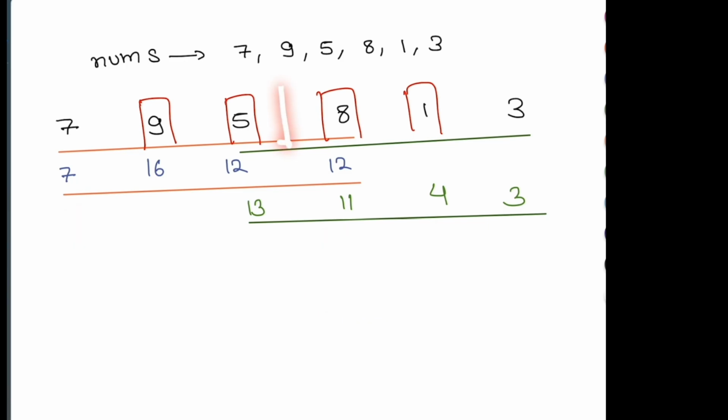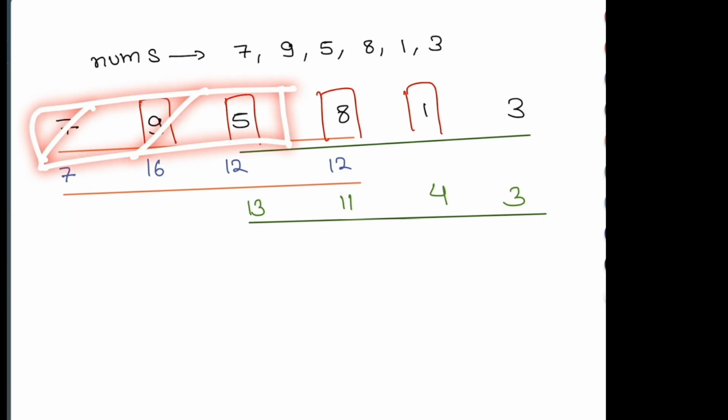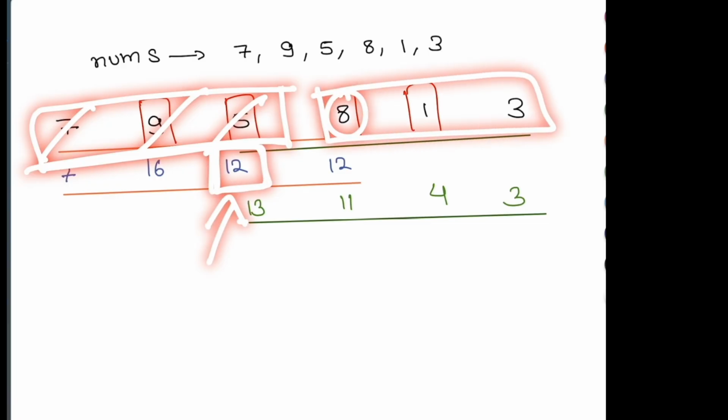Let us say you are at this point. So I am saying that I am considering these 3 elements for my first array, and the best sum is 12, right? The lowest sum is 12. So I will be left with these 3 elements. Their best sum is 11, right? Which is this one. That is why 12 minus 11.